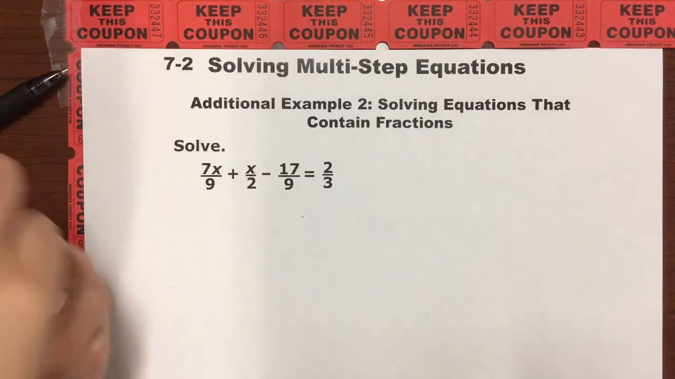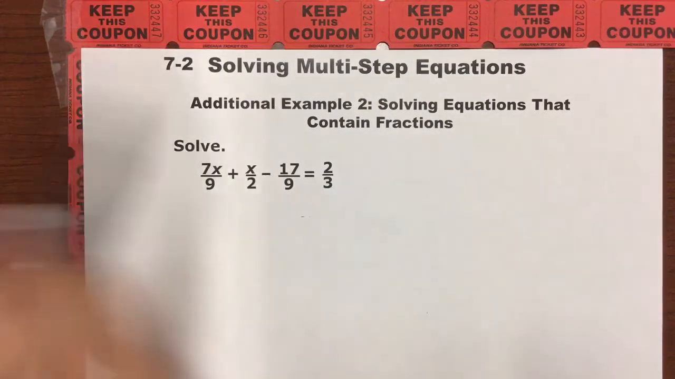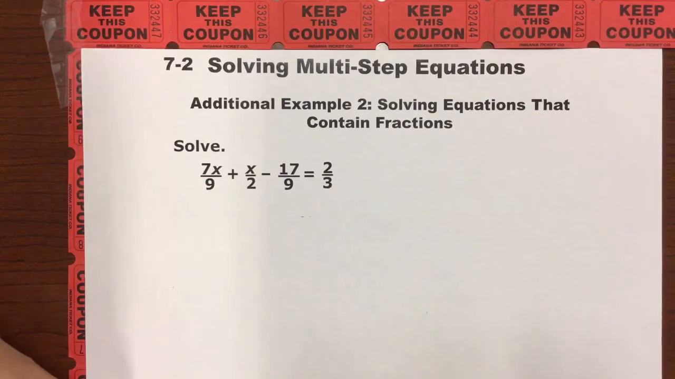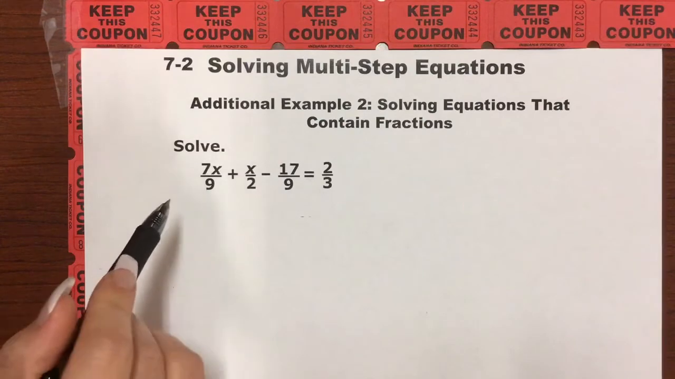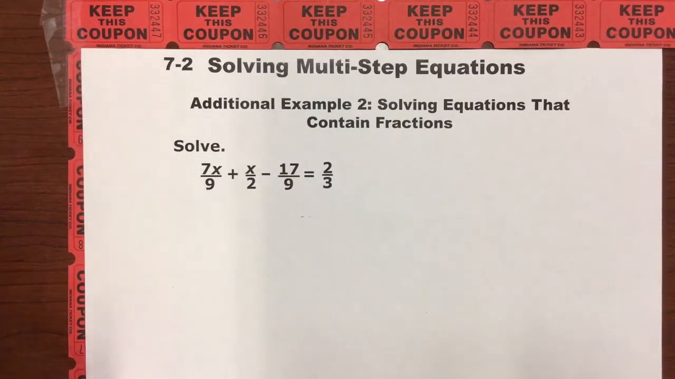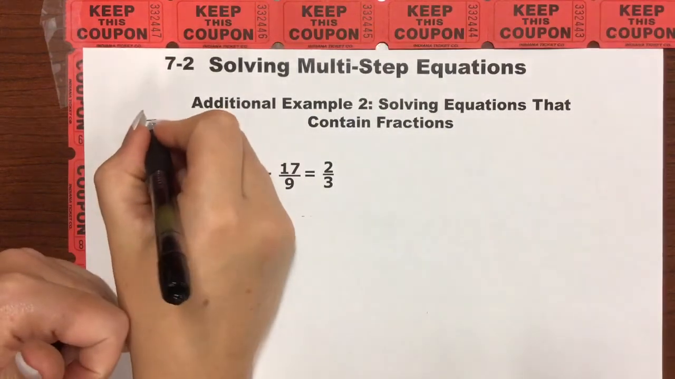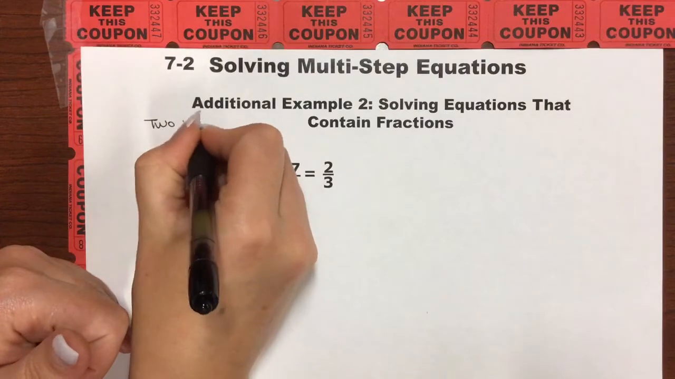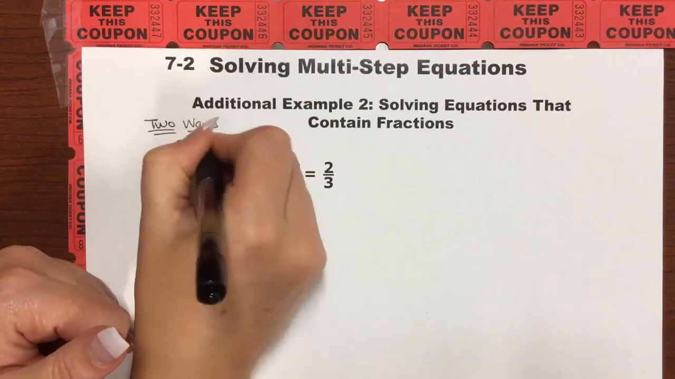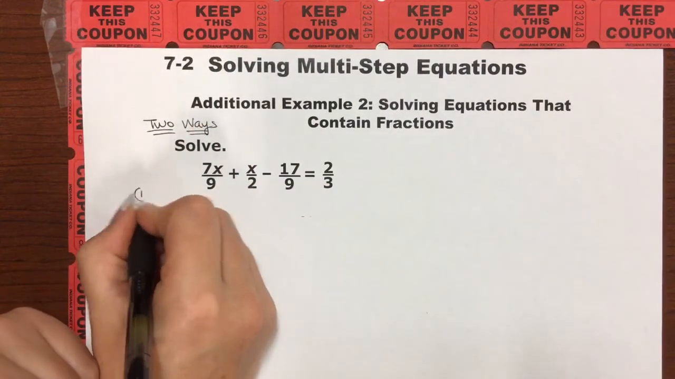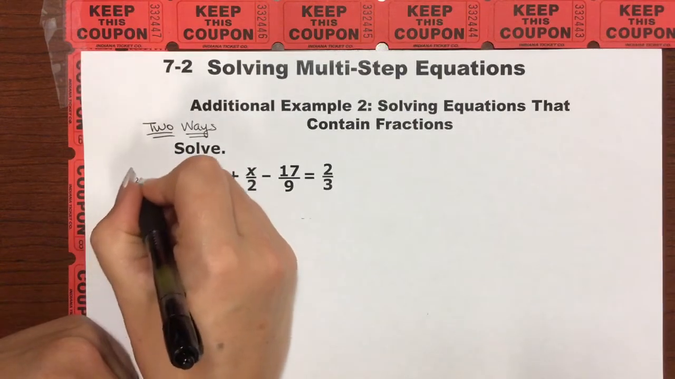Hey everyone, we are back and ready to go for example number 2, solving equations that contain fractions. Here we go. We have this lovely equation, 7x divided by 9 plus x over 2 minus 17 over 9 equals 2/3. All right, so what we're going to practice with this example is solving it 2 ways. Okay? So the first way we're going to solve this is to keep the fractions.